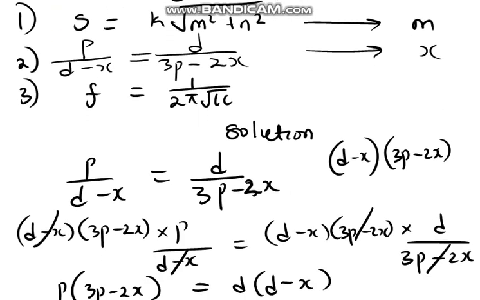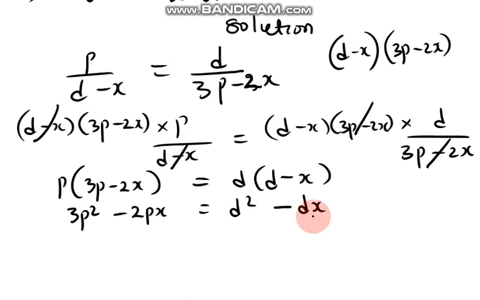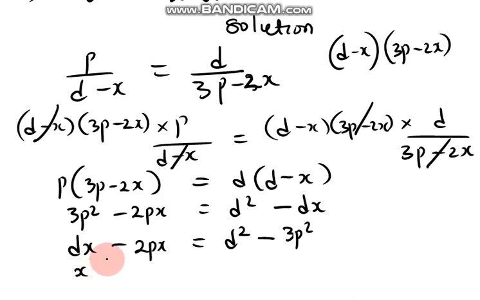We are making x the subject of the formula. We take all the things that are not having x in them to one side, and the ones that are having x in them to the other side. So if you take this one to the other side, it changes to plus. So we have dx minus 2px equal to d squared. Take this one down here, it changes to minus 3p squared. So we can now factorize this. This has x in it, this has x in it. So x out, and we have d minus 2p equal to d squared minus 3p squared.